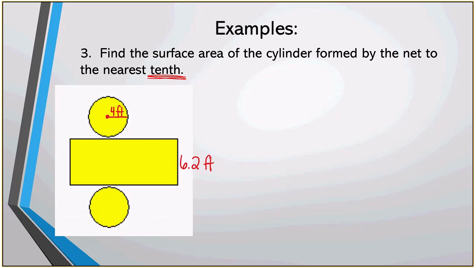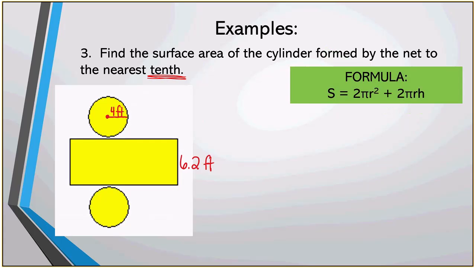Okay, so I'm going to write the formula down. 2 pi r squared. I'm just going to fill in numbers. That's what we're going to do. 2 times 3.14. And the radius, what is the radius? The radius of the circle will be labeled somewhere. Maybe the radius is labeled, maybe the diameter. In this case, we do have the radius labeled. So that's 4, and I'm going to square it.